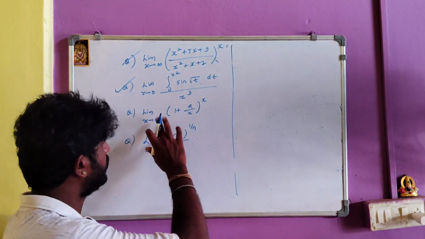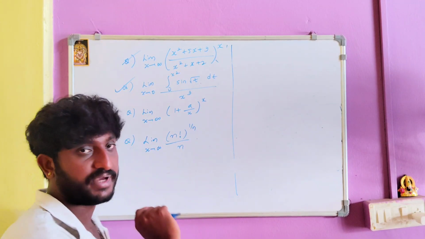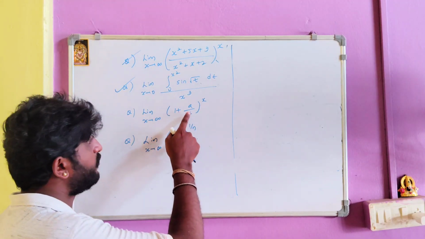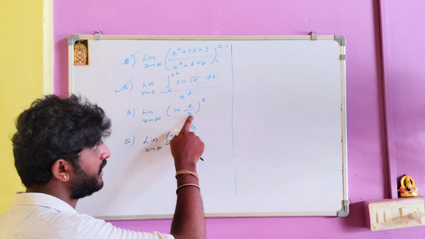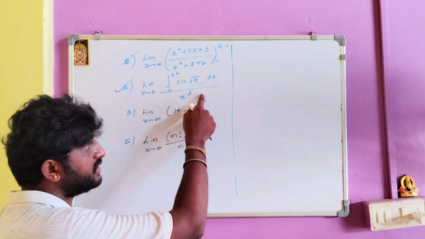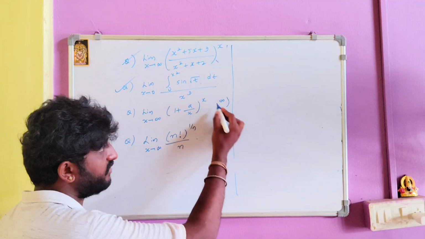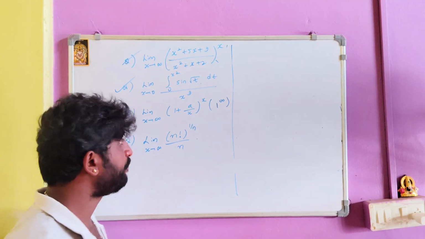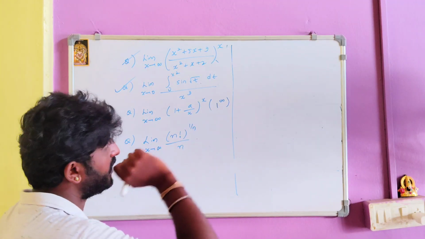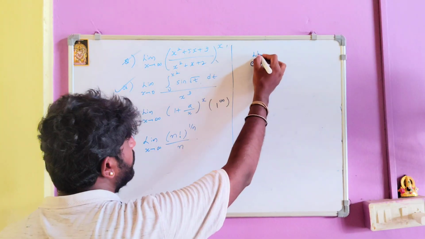Next question is, limit x approaching infinity, 1 plus a by x whole raised to the power of x. In place of x, if you replace infinity, a by infinity gives us 0. This function becomes 1 raised to the power of infinity form. If it is 1 raised to the power of infinity, we have a direct shortcut, e raised to the power of limit.